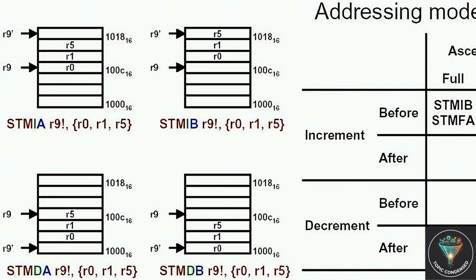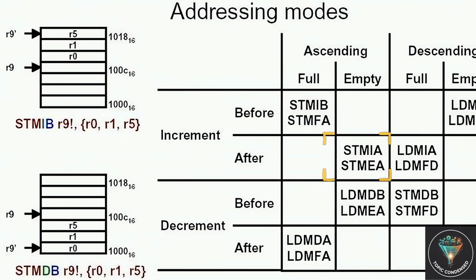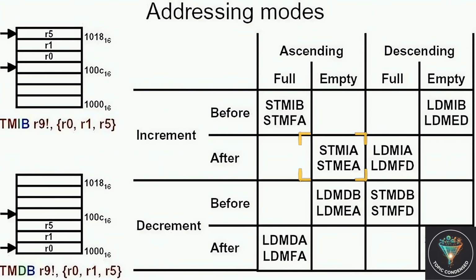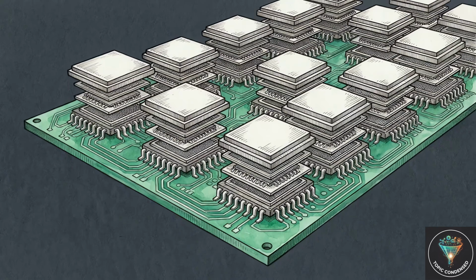This visual breaks down how block data transfers manage stack memory. The processor must know if data grows upward or downward. Assembly commands trigger this. STMIA treats the stack as empty and ascending, while STMFD configures a full descending stack. Once the data is organized, the processor needs to know what to do next.